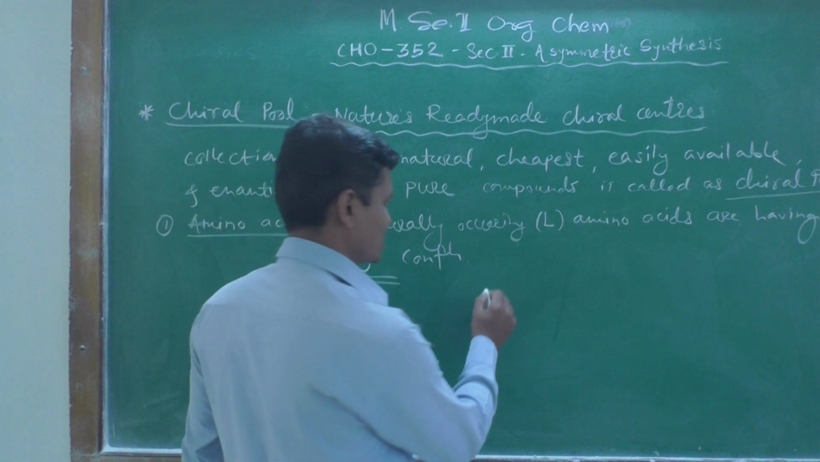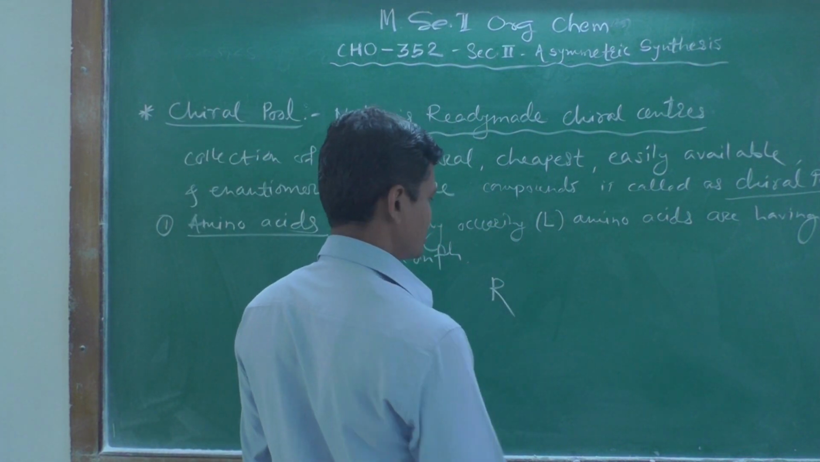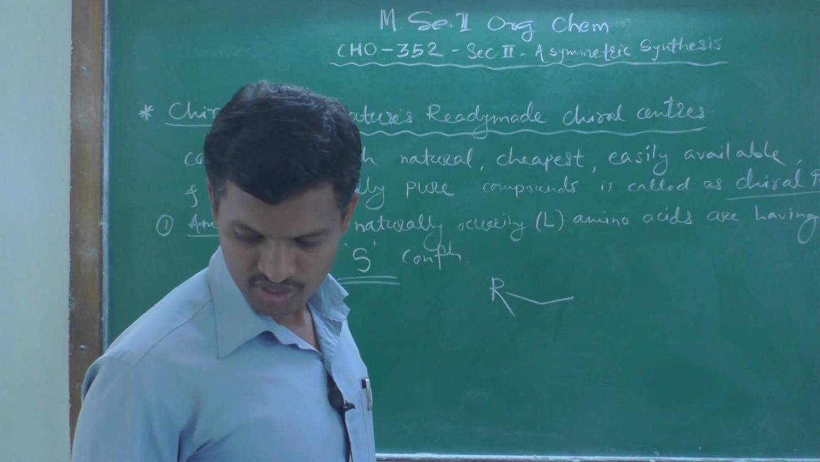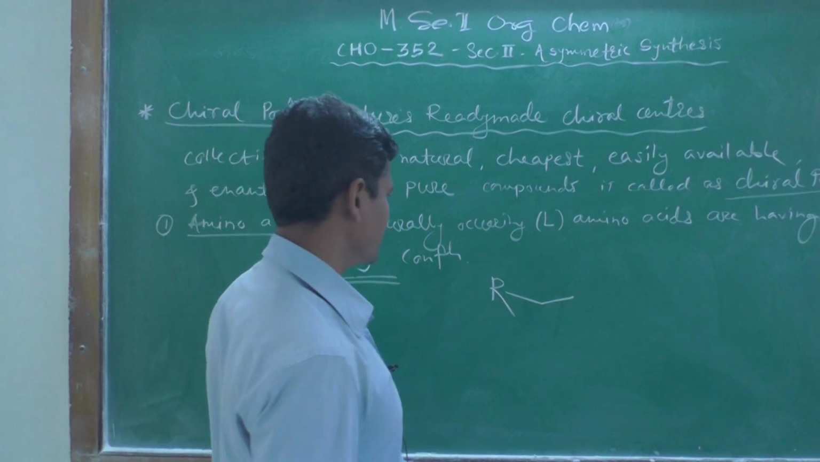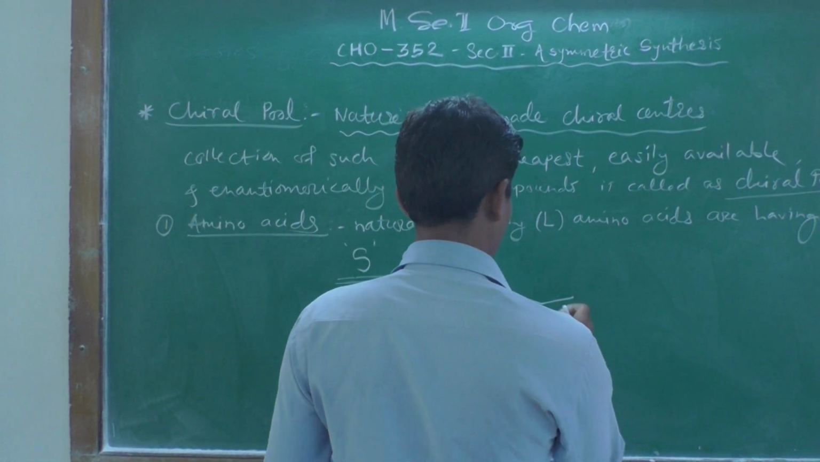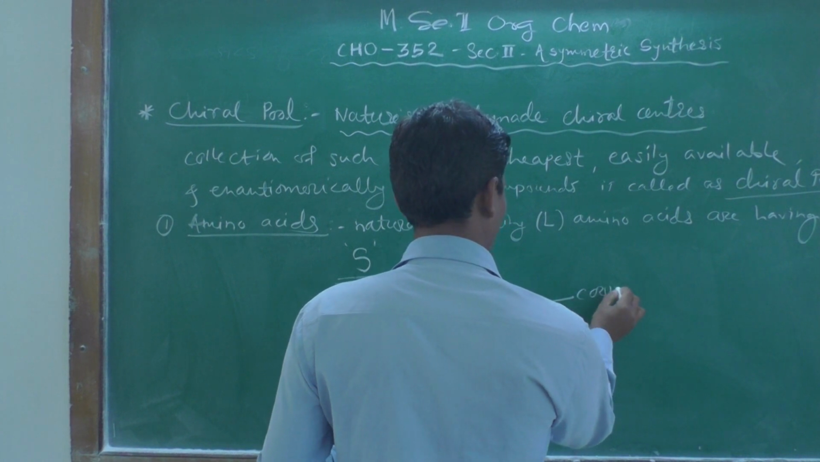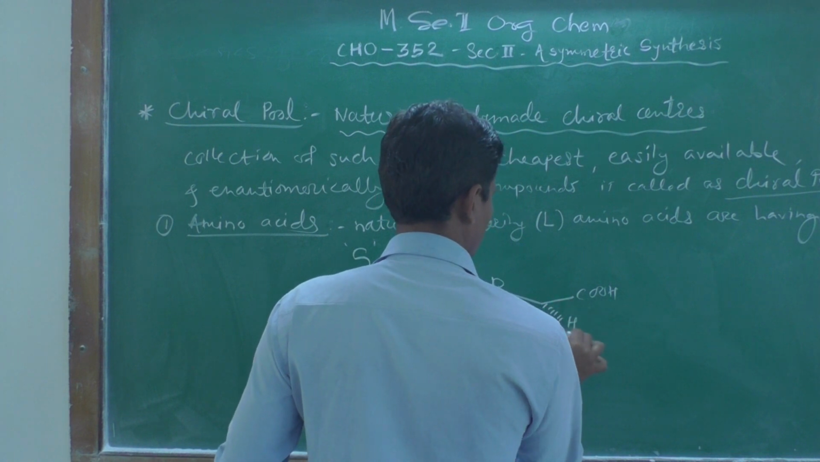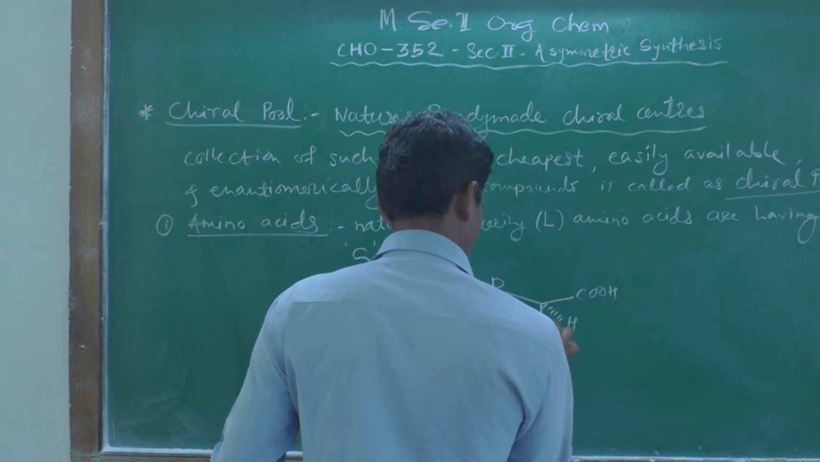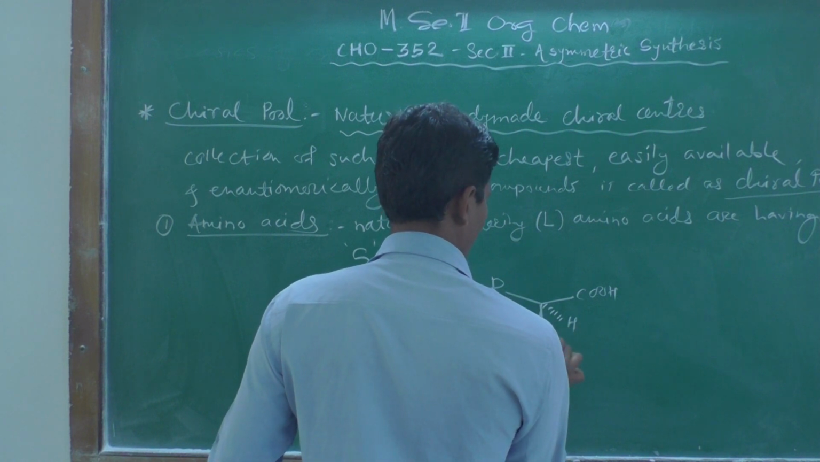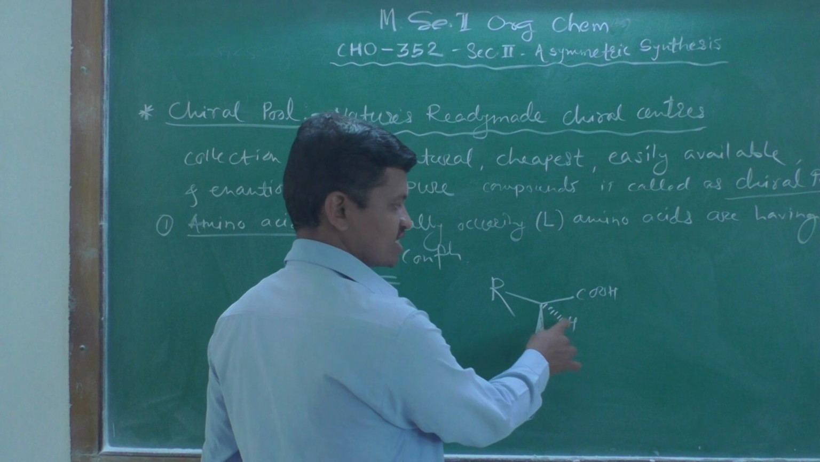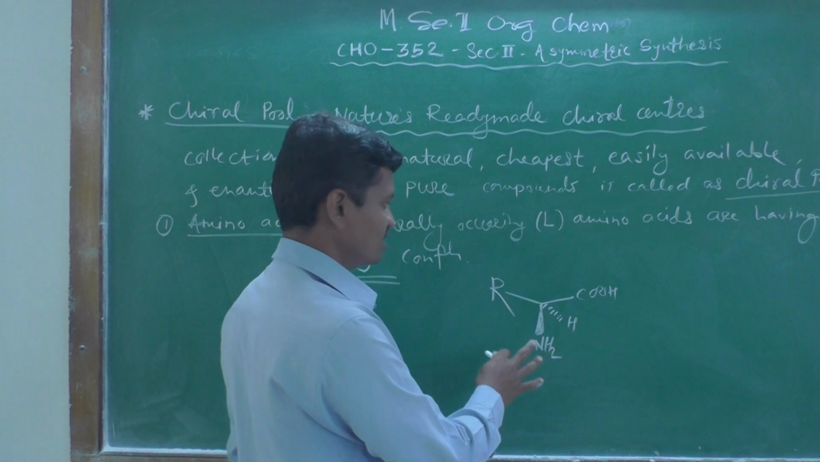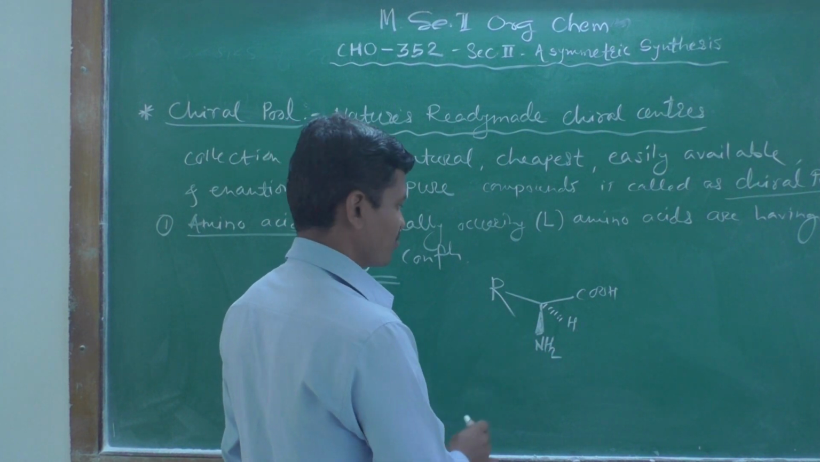So that's why we can draw here a general structure of amino acids: COOH, R, CH, NH2. Here NH2 is beta, above the plane, and hydrogen is alpha, below the plane. So this is a general structure of any amino acid.